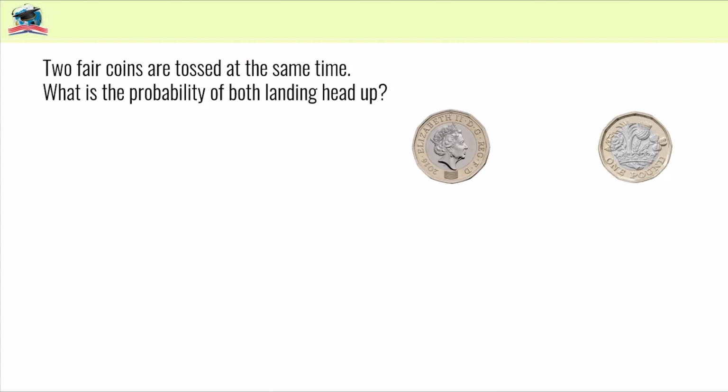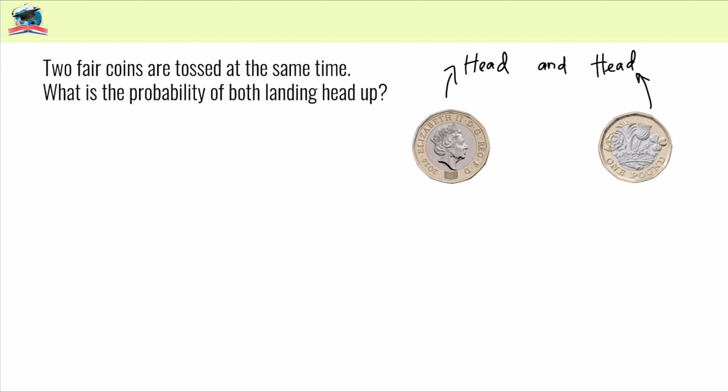Question here. It says two fair coins are tossed at the same time. What is the probability of both landing head up? That means when you throw it up, this one will end up having its head up, and this one will also end up having its head up. That means we should have a head and a head.